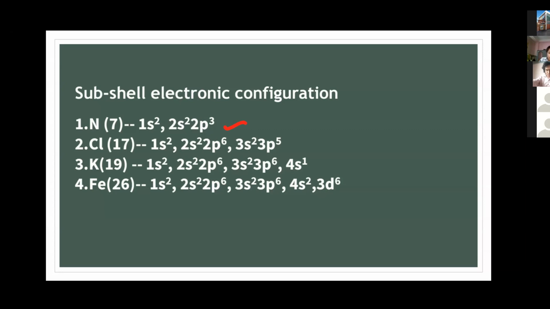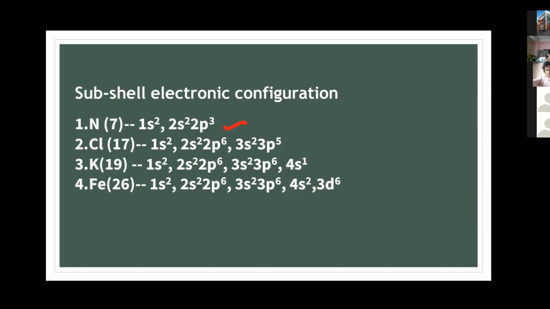But sometimes when the question is like that, you are given the subcell configuration, then you have to identify the corresponding element. For that, you can simply add the powers and get the total number of electrons, which represents the atomic number. Number 2 is chlorine, Cl, whose atomic number is 17. In the neutral case, the number of electrons of an atom is always equal to the atomic number. So atomic number 17 means the electron number is also 17.